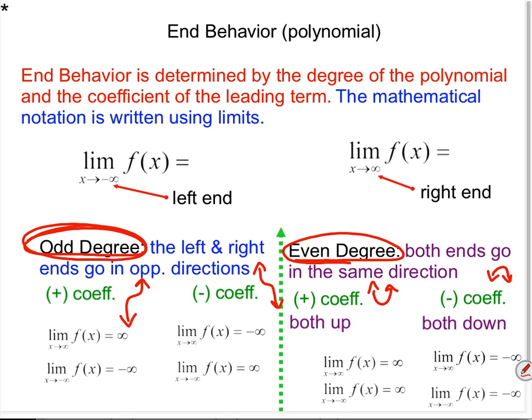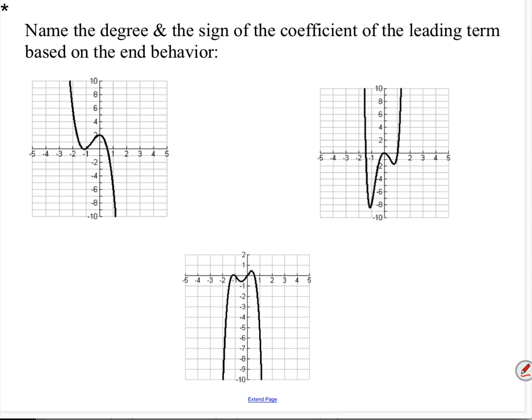If it's negative, both the end behaviors will be pointed down. So there's those listed out for you if you want to check them. You guys already know the mathematical notation, but that's how it looks. So if I'm looking at this, it says name the degree and the sign of the coefficient of the leading term based on the end behavior.